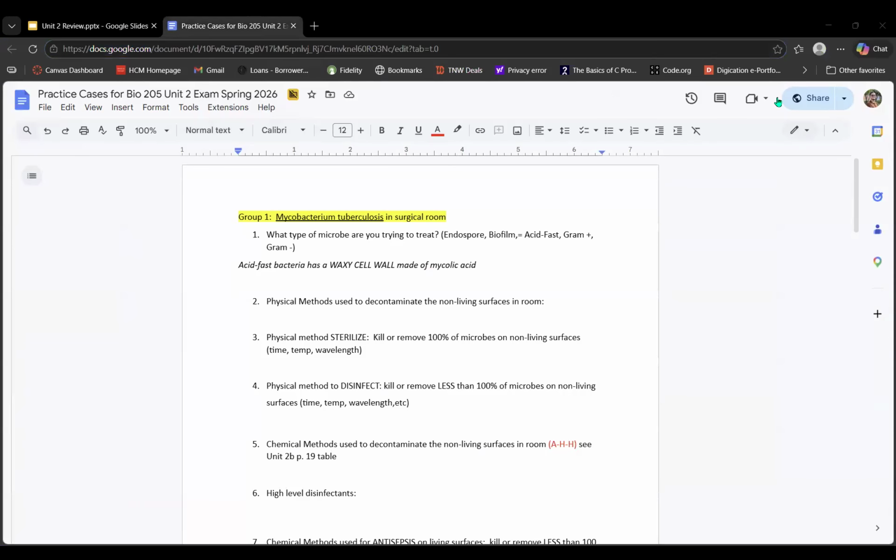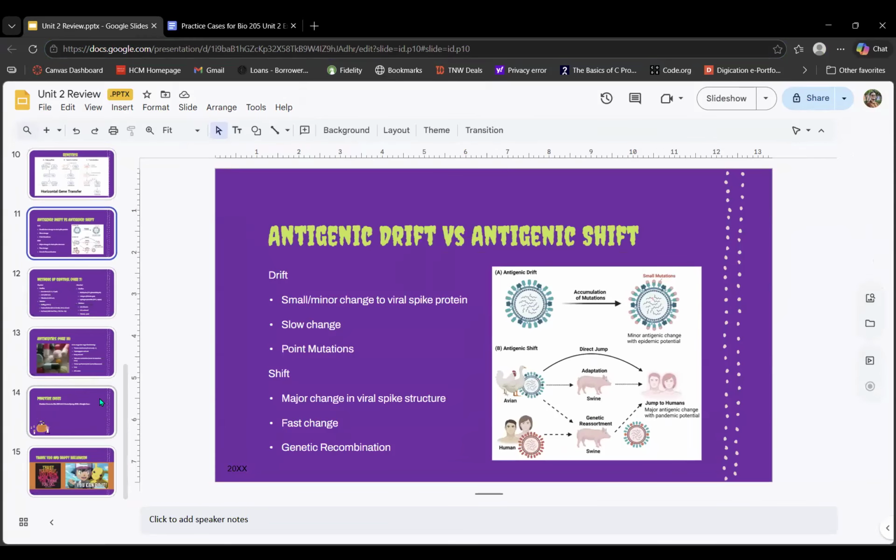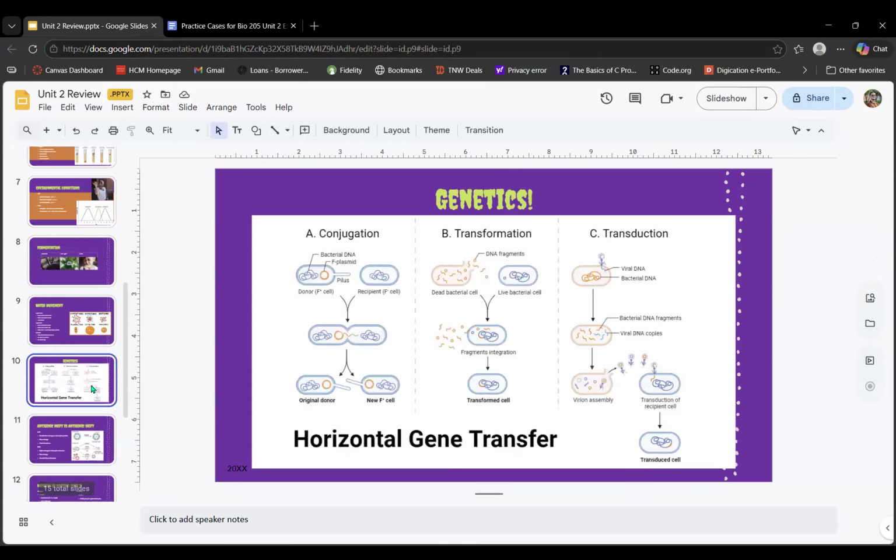Remotely. Can you show the page with transduction? Yes, I can. If you want to take a picture of it, you can. Where'd it go? This one. There we go. Okay, let me start the slideshow. See if it'll let me. Okay, go ahead and you can take the screenshot.